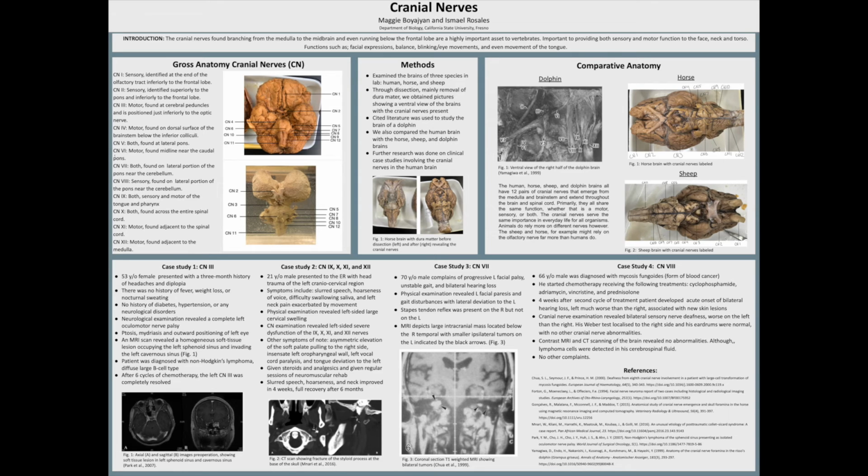An MRI, depicted below in figure 3, depicts a large intracranial mass located below the right temporal lobe with smaller ipsilateral tumors on the left, indicated by the black arrows in figure 3. And figure 3 is a coronal section of a T1 weighted MRI showing bilateral tumors below the temporal lobes.